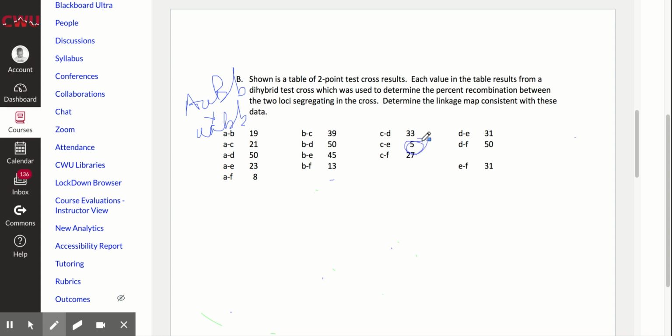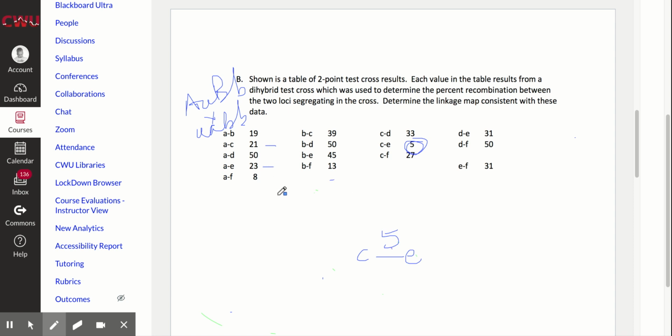So I start with whatever's the smallest thing. So C to E is 5. And I can write that down because if it's the smallest number, then nothing else is going to be inside of that. So now I want to look for other small numbers that include C or E. So here's A to C is 21.